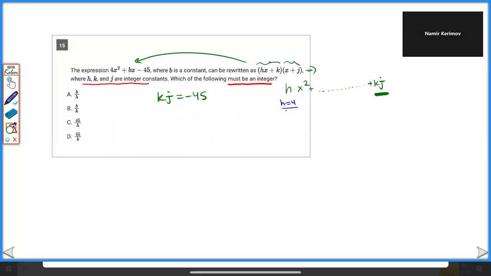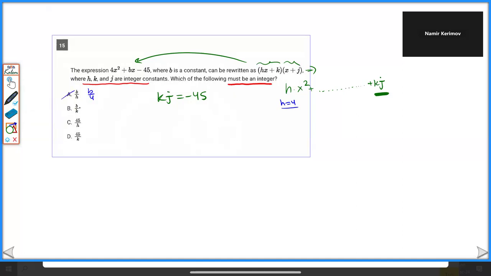But for that question, for example, in A, it says B over h, B over 4. We don't have information about B. So there can be 1 or maybe 8. If it's 8, A can be an integer. But if B is 1, A cannot be an integer. That's why we eliminate A. We cancel it out because we should find that the value must be an integer.